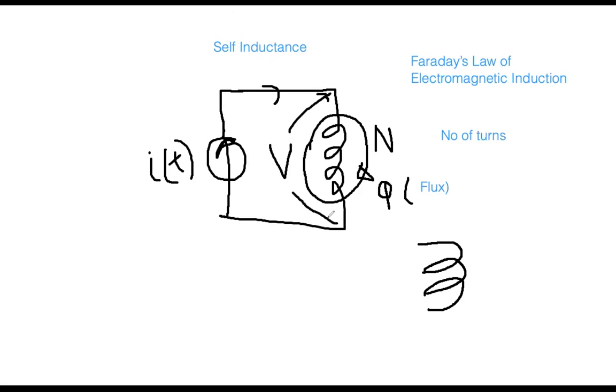So what is that amount? According to Faraday's law, everybody see that V will be proportional to d phi by dt.